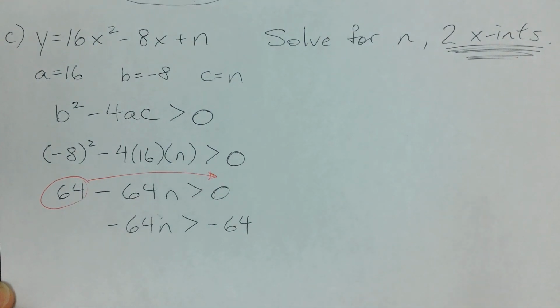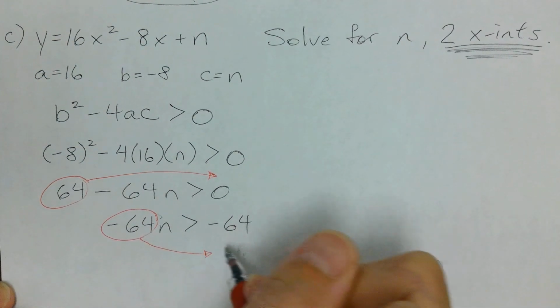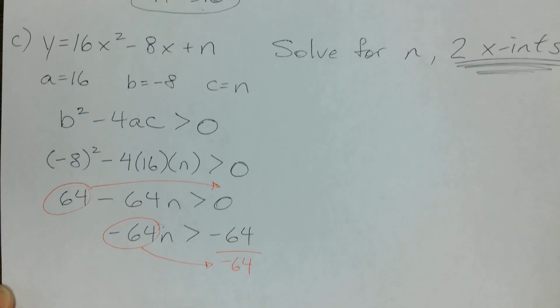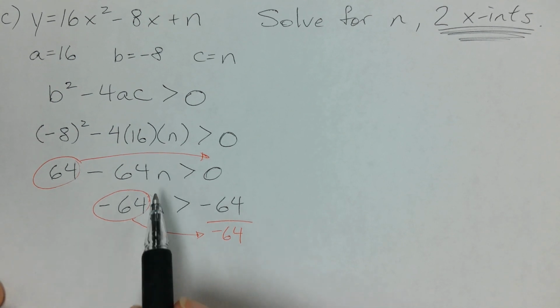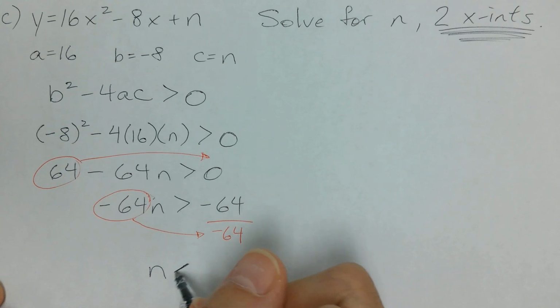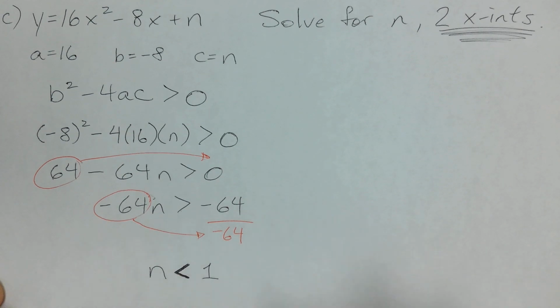So it becomes negative 64n greater than negative 64. And then now what? To isolate n, I would divide by negative 64. Now, think back to grade 9 when you did inequalities. There was a special rule when you divide or multiply by a negative number. What do you have to do? Switch the sign. How many of you remember that? So instead of greater than, now your sign is going to be less than because we divided by a negative number. So your answer is n is less than 1.